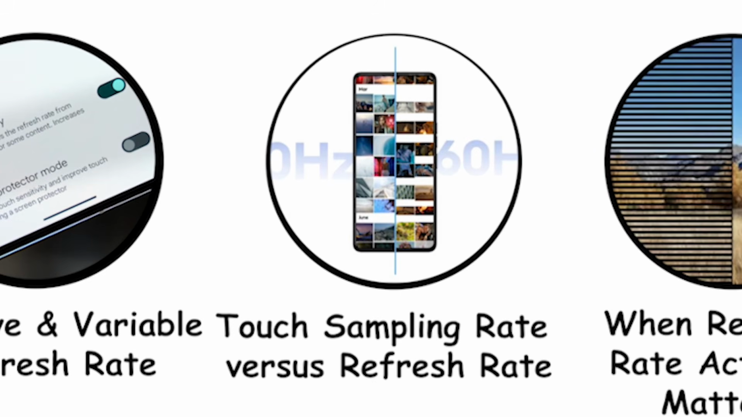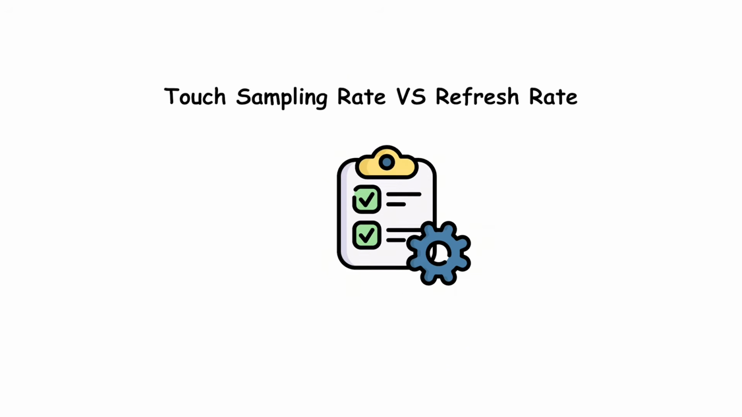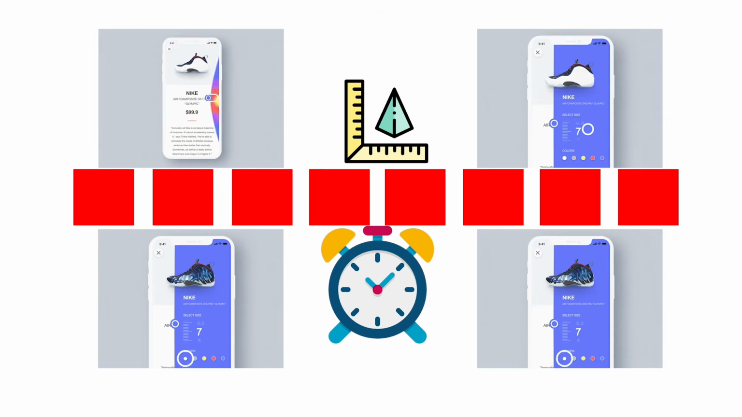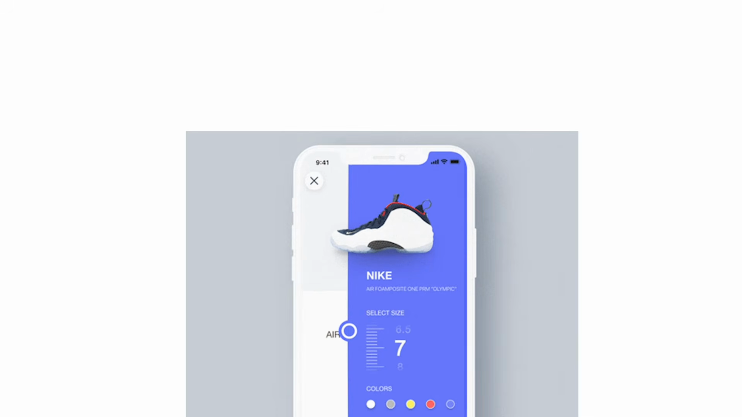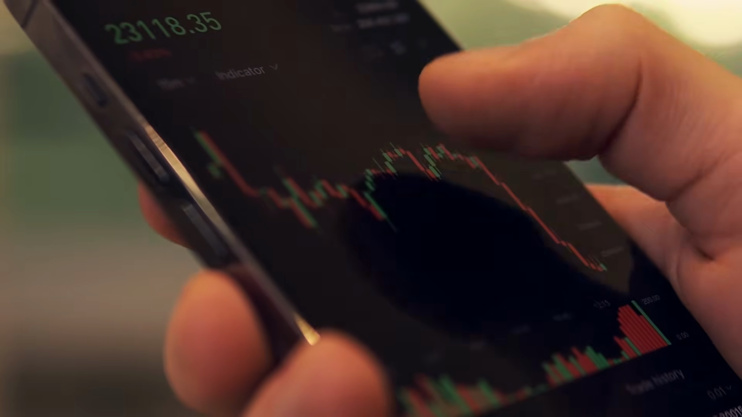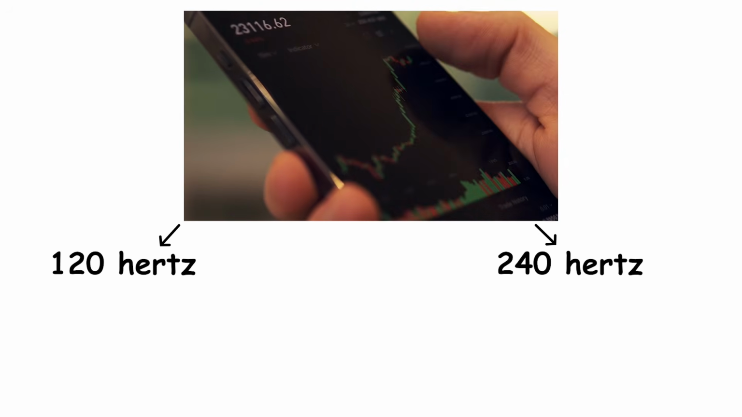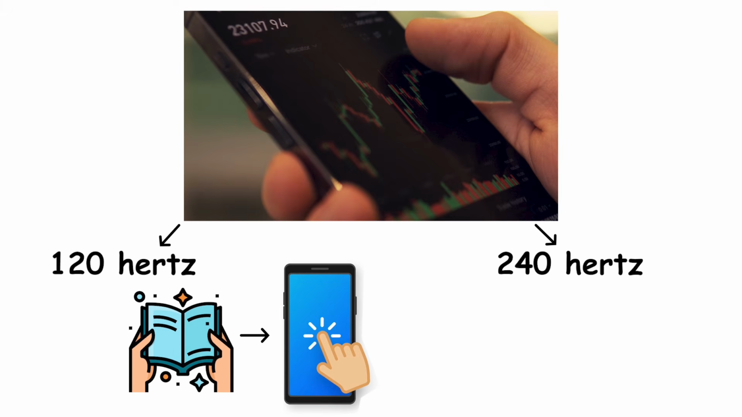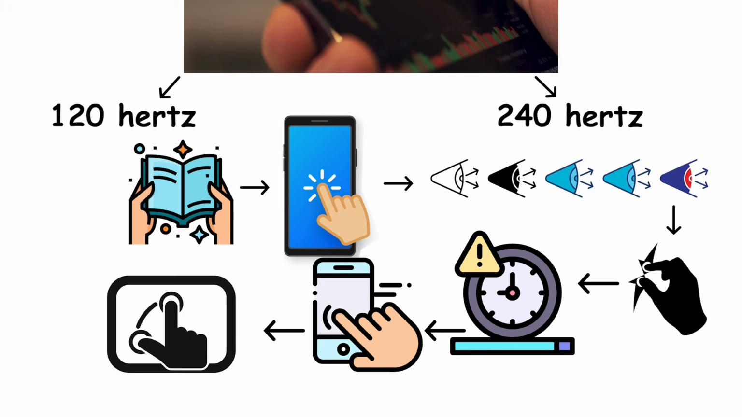Touch sampling rate versus refresh rate. Touch sampling rate and refresh rate are two different specifications, though they are often confused. The refresh rate measures how many times per second the screen updates the image you see. The touch sampling rate measures how many times per second the display's digitizer checks for new input from your finger. For example, a screen might refresh at 120 Hz, but sample touch input at 240 Hz. That means the device is reading your finger position twice as often as it redraws the image, reducing the delay between your movement and the corresponding action on screen.